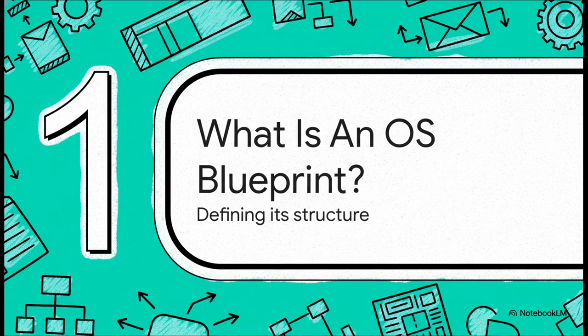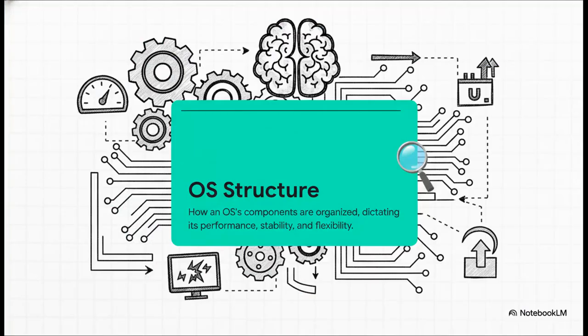Okay, first things first. Let's make sure we're all on the same page. What are we actually talking about when we say OS blueprint? At its core, an OS structure is really just the rule book for how all its different parts are laid out and how they talk to each other. But don't let that simple definition fool you. This isn't just some boring diagram. It's the master plan that determines everything: how fast your device is, how often it crashes, and how easy it is to update later on. If you mess up the blueprint, everything you build on top of it is going to have problems.